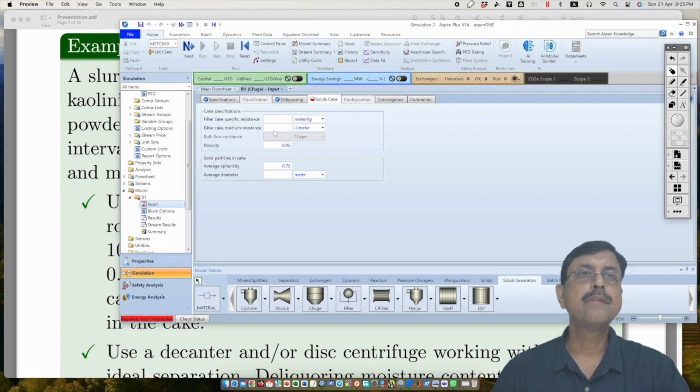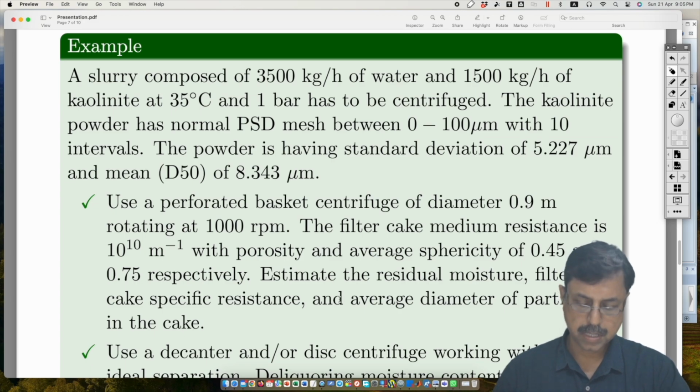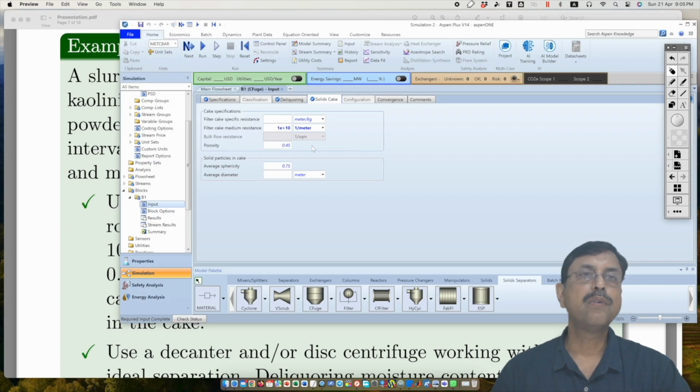So it is 1E10. Any more information? Yeah, porosity and average sphericity, 0.45 and 0.75. By default, it has been given. Okay, so all of them are done. So run the simulation.